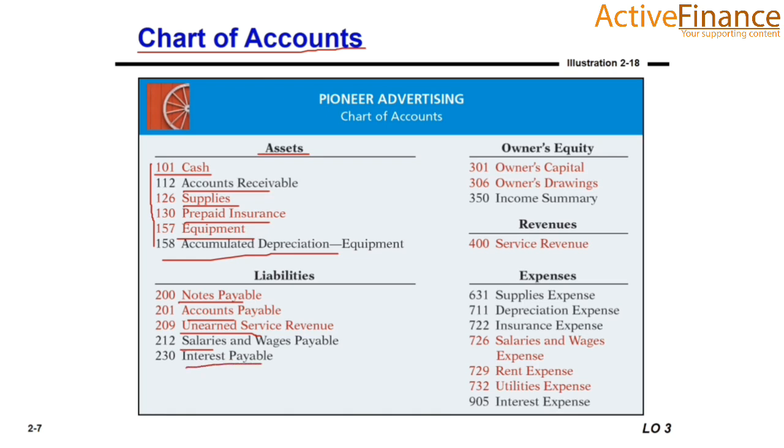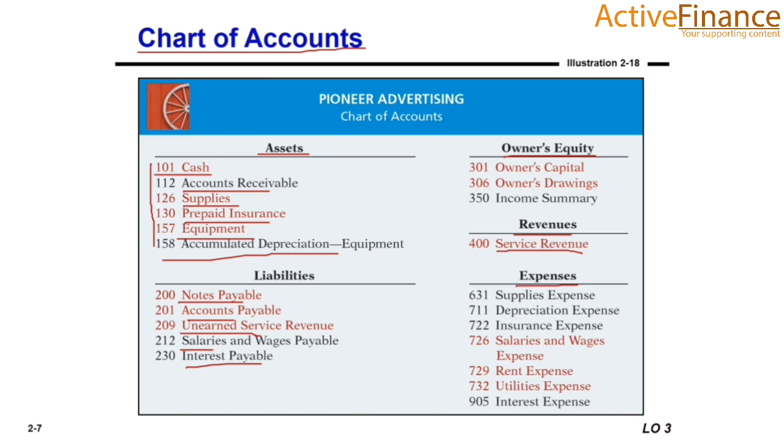Similarly, this is the owner's equity account, in which we have mentioned different types of accounts and revenue. Revenue will be either service revenue or sales revenue. If the company is providing services, it is called service revenue. If the company is providing physical goods, then it is called sales revenue. Expenses include different types like utilities, interest, rent, salaries, insurance, etc.